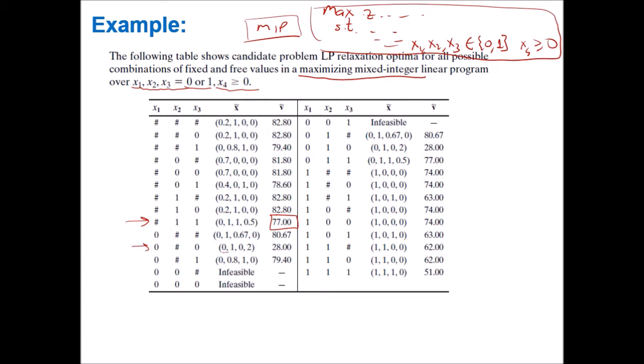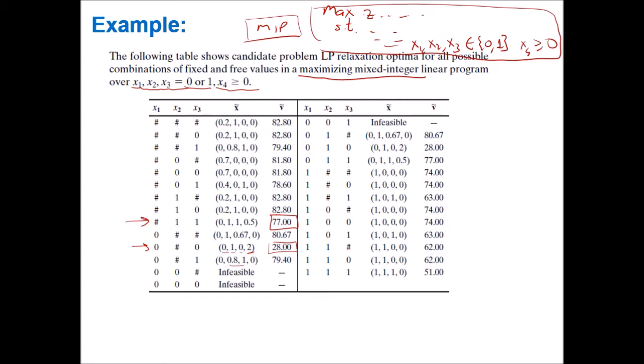And if you continue, look at this one. Here also x1, x2, x3 are integers. The value of x4 is equal to 2. It can be, because it is not a binary 0-1 decision variable. It can take any value. This is also feasible, and its objective function value is 28. This one is not integer. These ones are already not feasible.